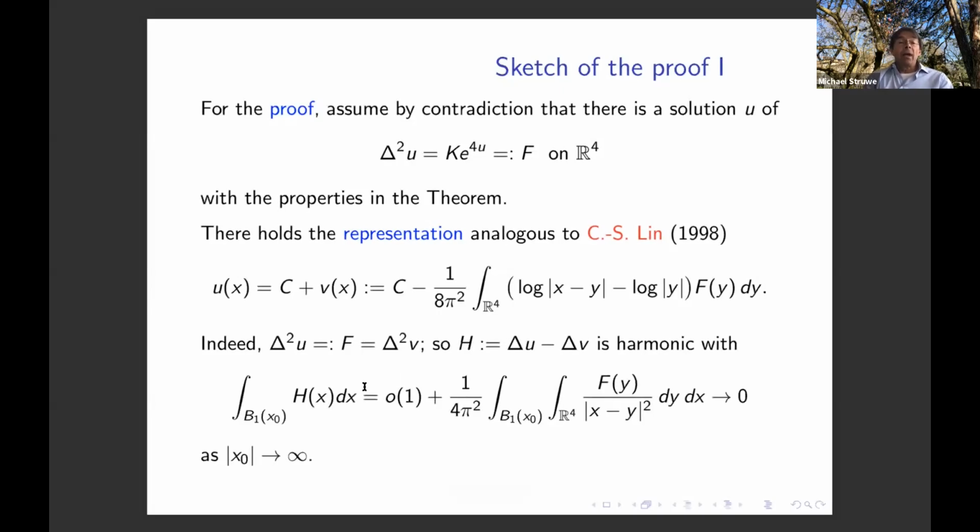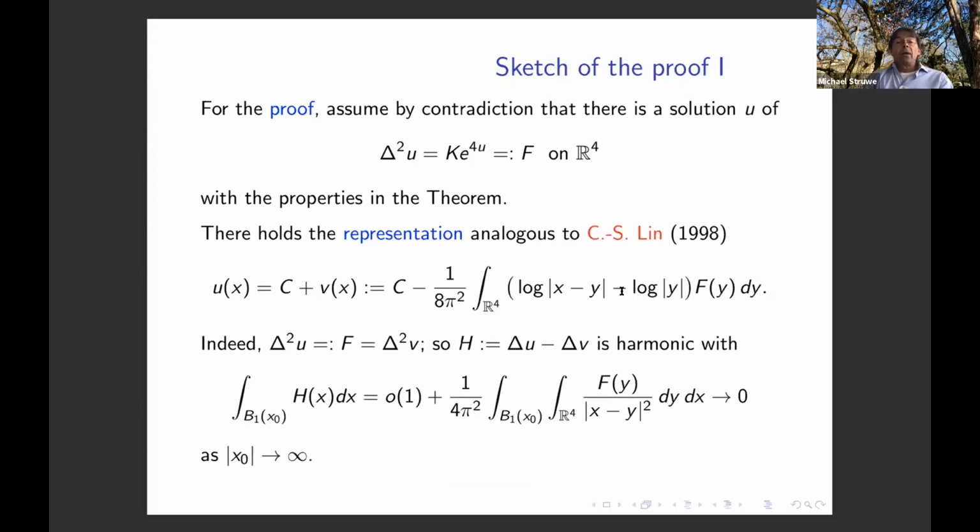And on the other hand, the mean value of h on any ball of radius 1 centered at a point x0, by our assumptions on u and the formula for v, can be estimated as follows. First of all, Laplacian u of x tends to 0 as x tends to infinity. So Laplacian u will contribute this small error.